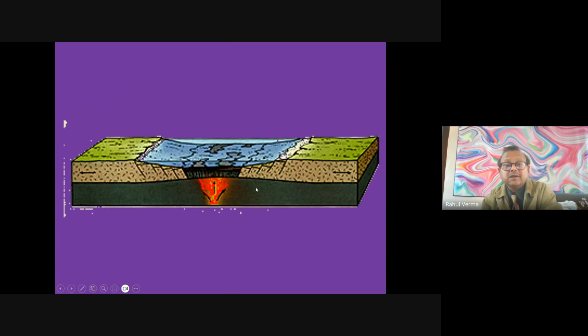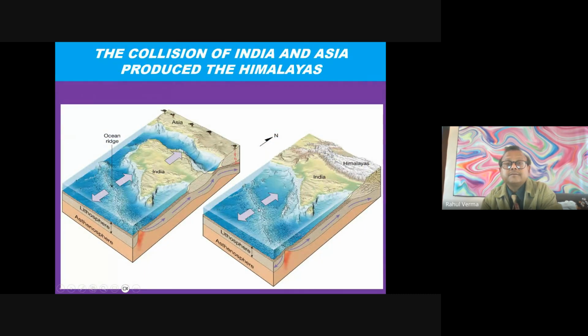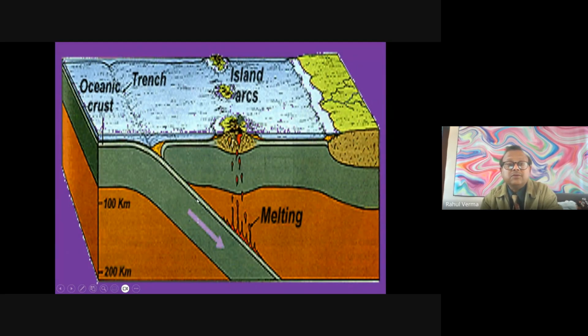Now you see, this is what happened at the end. This is how collision of Indian plate, and this used to be a big ocean, Tethys ocean. You see the blue one. Now it has closed. Now we've got Himalaya. Now you see, this is very interesting. This plate is going down. This is called collision. So what is happening?